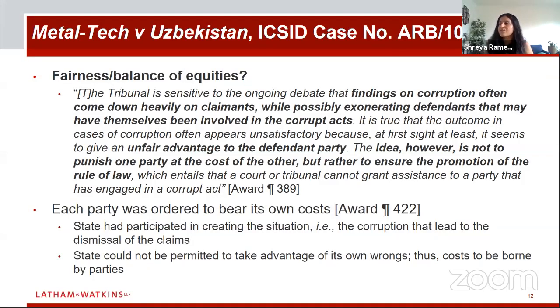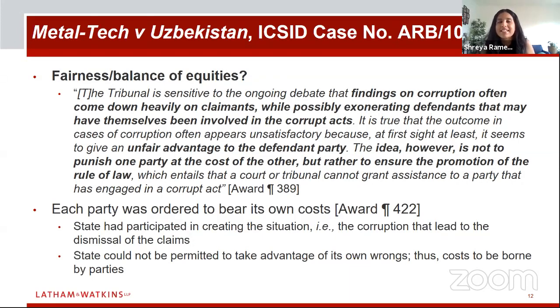it observed that the findings on corruption often come down heavily on the claimants while possibly exonerating the respondent state that may have been involved in the corrupt act. The tribunal noted that the idea of this is not to penalize or punish one party at the cost of another, but simply to ensure that the ICSID mechanism, or the investment arbitration mechanism more generally, is only used to promote the rule of law rather than to protect investors or investments that were made through illegality or corruption.